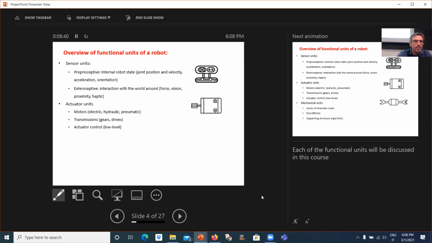Then we have actuator units, which are, for example, the motors that drive the joints: electric, hydraulic, pneumatic, and transmission gears.